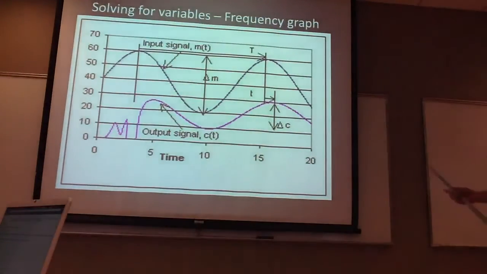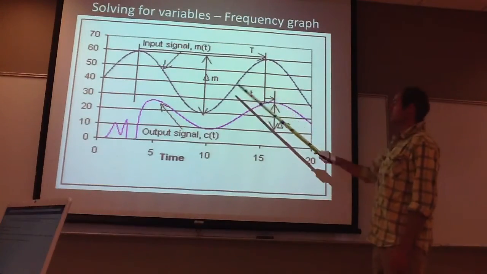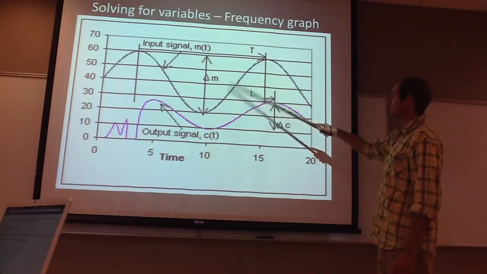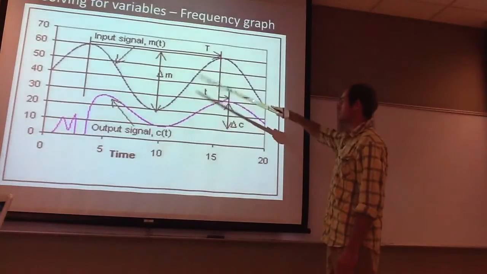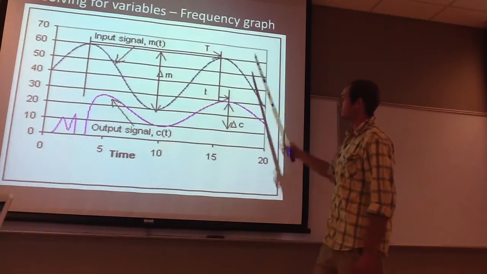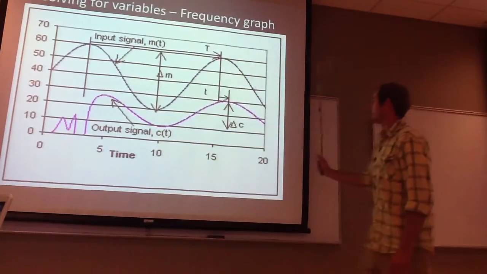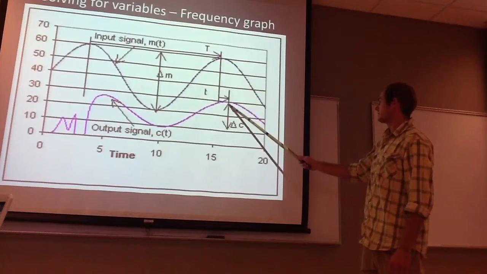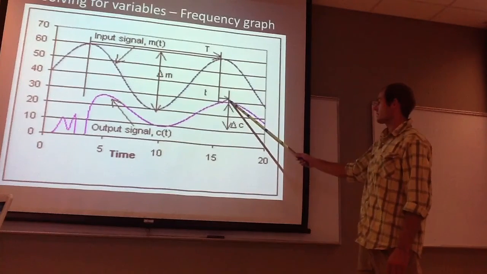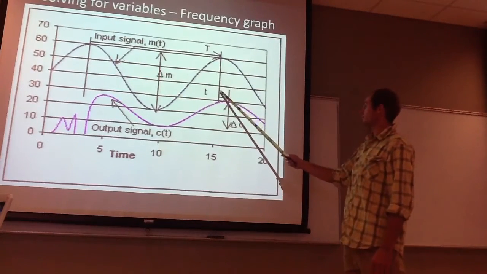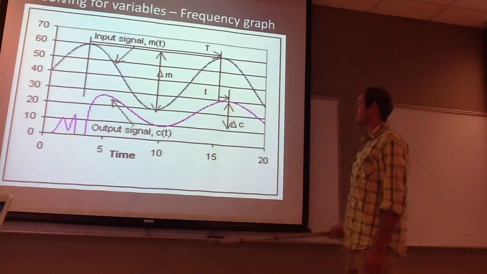This is how we solve for our variables. We had a varying input signal. The height of that amplitude was delta m, and the distance between the peaks was our T, and our little t dead time was the delta, or the peak of our output minus the peak of our input signal.